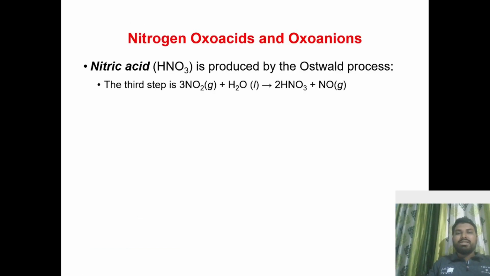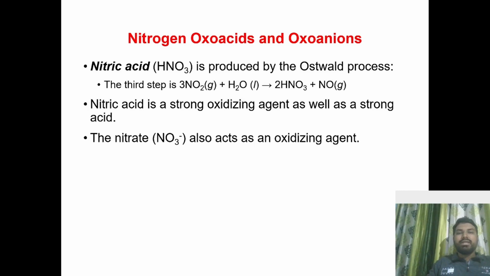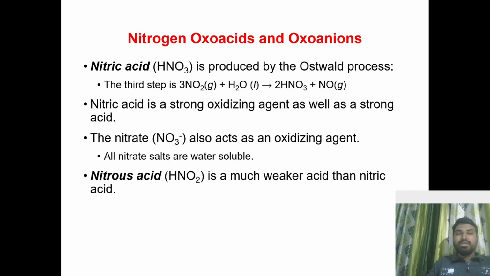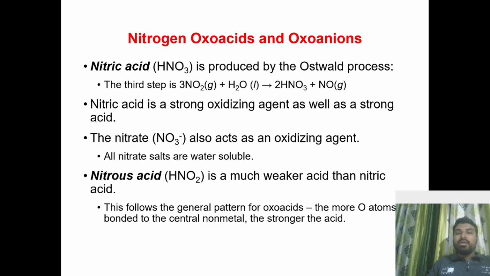Nitrogen oxyacids and oxyanions. Nitric acid is produced by the Ostwald process. The third step is 3NO2 gas plus H2O liquid giving 2HNO3 plus NO gas. Nitric acid is a strong oxidizing agent as well as a strong acid. The nitrate ion also acts as an oxidizing agent. All nitrate salts are water soluble.